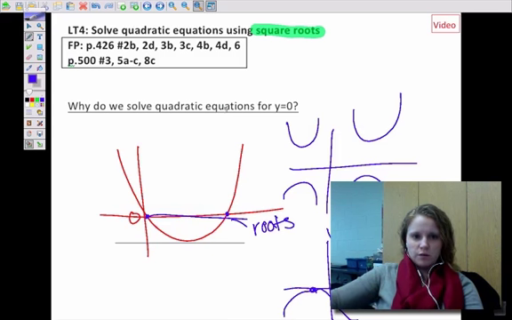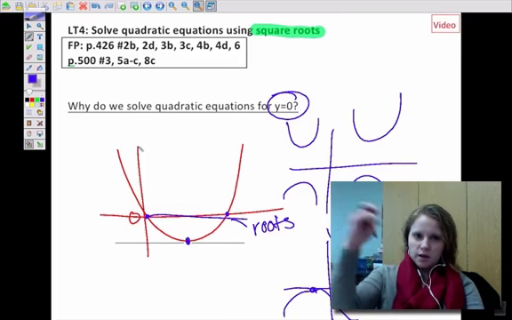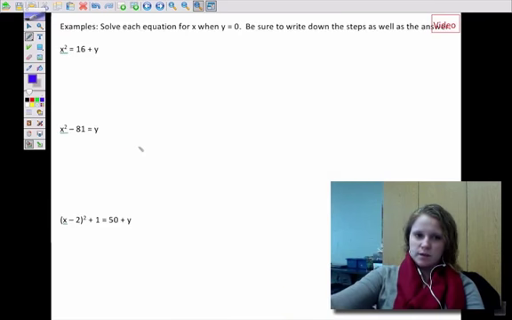Okay, we solve quadratic equations for y equals 0 to find our roots, because in the last video, or in class, we learned that from the roots we can then find the vertex, and if we have the vertex and the roots of a parabola, we are sitting pretty good. We can graph it, we can tell a lot if we have those 3 pieces of information. So we're going to move on to some examples here.